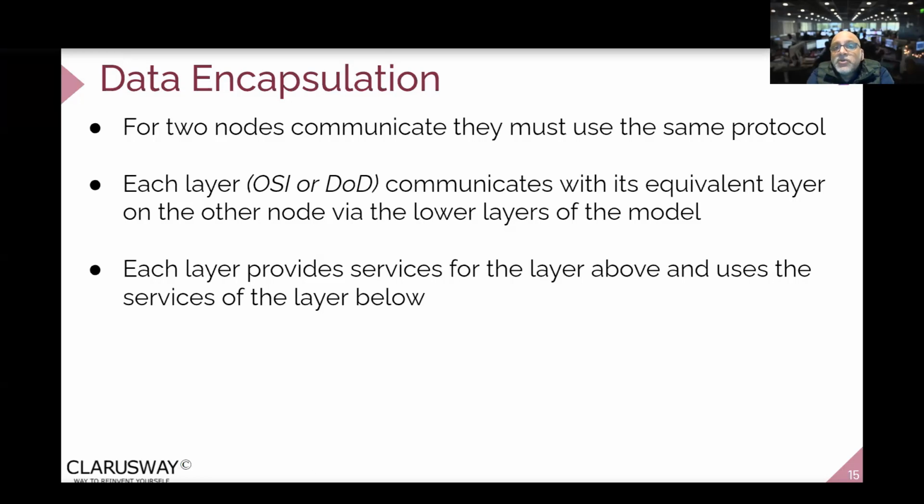And so each layer is going to communicate with its equivalent layer on the other node. It's doing some stuff for the layer below it and doing some stuff with the layer above it. But essentially, layer 6 here is communicating with layer 6 here, layer 5 communicating with layer 5 here, and so on and so forth. Each layer is going to provide services for the layer above, and uses services for the layer below, but at the end of the day, it is communicating with the same layer at the other end.